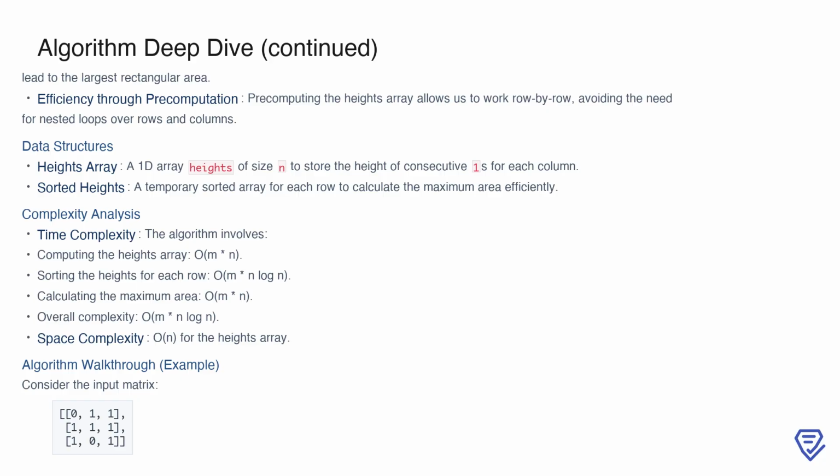In terms of data structures, the algorithm primarily relies on the heights array, which is a one-dimensional array that stores the height of consecutive ones for each column. For each row, a temporary sorted version of this array is used to calculate areas. The time complexity of this solution is driven by three main operations: computing the heights array in O(m*n), sorting the heights for each row in O(m*n) log n, and calculating the maximum area in O(m*n). Overall, the time complexity is O(m*n) log n, while the space complexity is O(n) for the heights array.